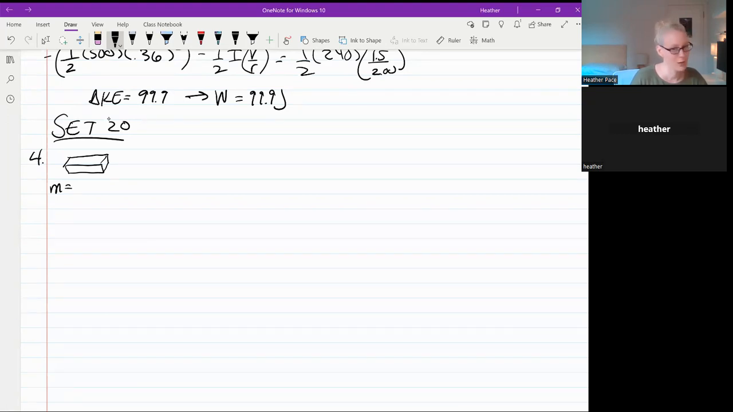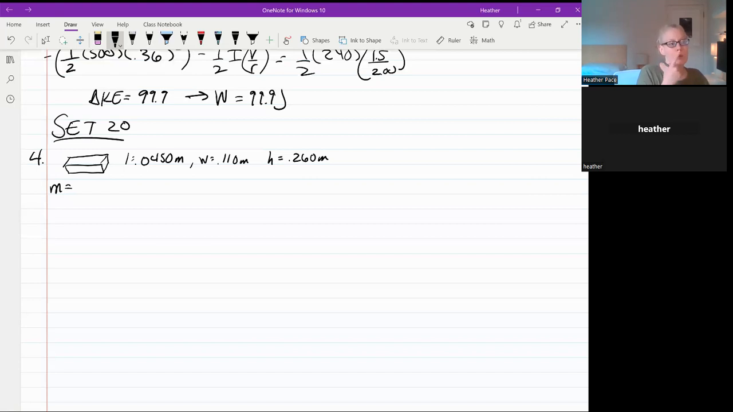So we're going to always put everything in meters because that's what we do. So length equals 0.0450 meters, width equals 0.110 meters, and height equals 0.260 meters. All right, calculate the mass.